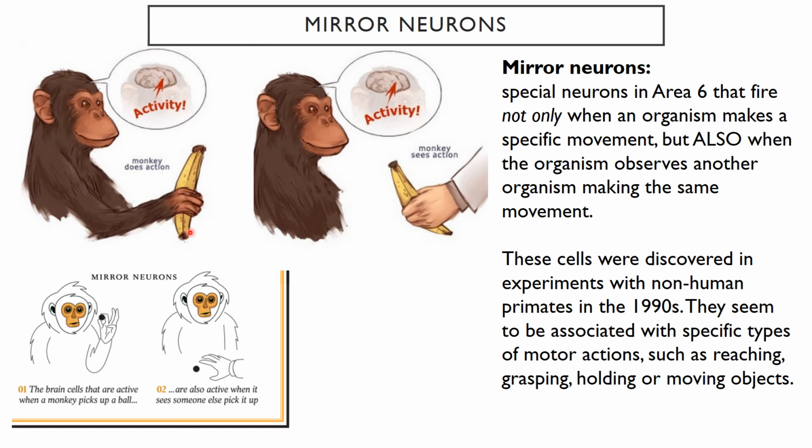So whether the monkey did it or if the monkey saw a human or another monkey do it, there would be activity happening within that part of the brain. These are mirror neurons. So they're related to sort of a grasping action in this particular case. And then they also fire when the monkey sees this sort of grasping occur. And it seems to be related to grasping, holding, or moving objects.